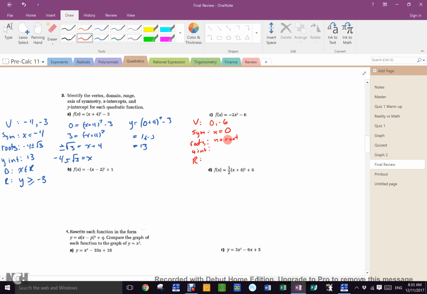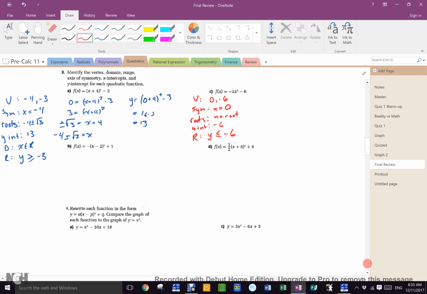Right. You guys are on fire. Anything else there? I still need one more thing. The range, what is it? Y is less than or equal to -6. Sweet. Let us move on to B.